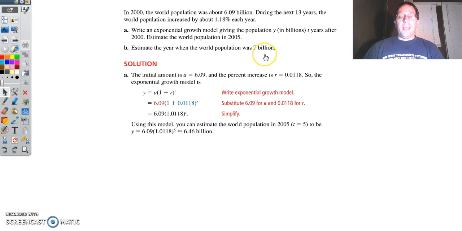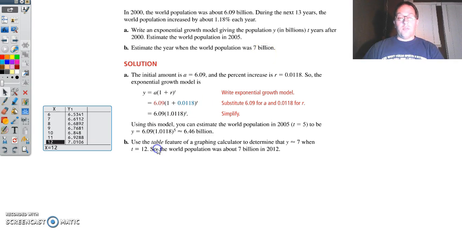Next question, when will we have 7 billion people? And to do that, again, we're going to use our graphing calculator. Type it into your y equals there, take a look at the table, and that's going to be about 2012, 12 years after 2000, so 2012. In 2012, we will have 7,010,600,000 people. So, well, we did have that according to this model.